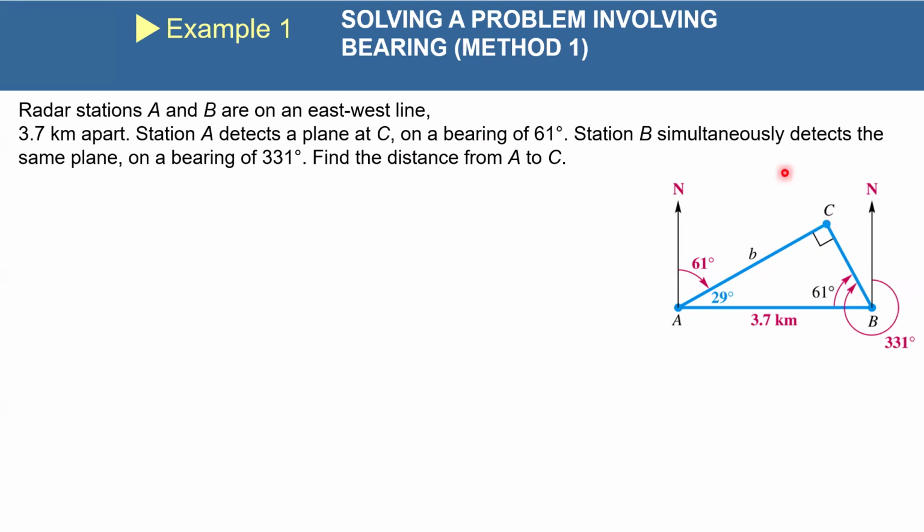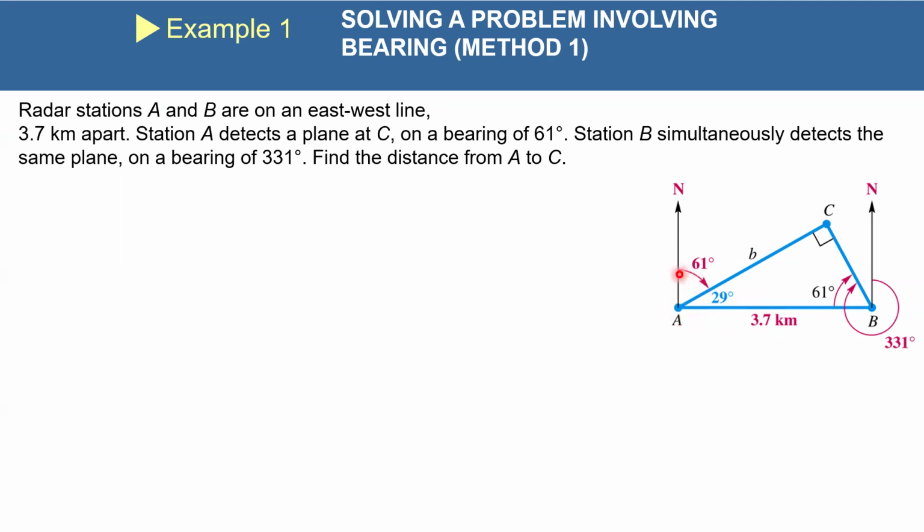Then at B, it says its bearing is 331 degrees. So B, with its north, I'm going 331 degrees, and that's where it sees the plane C. And when I connect it all, it creates a right triangle. The hard part is the drawing. Once you've drawn it, it's just right triangles. Because the norths are parallel to each other, your parallel line rules come into play: opposite interior, same side interior, alternate interior angles.